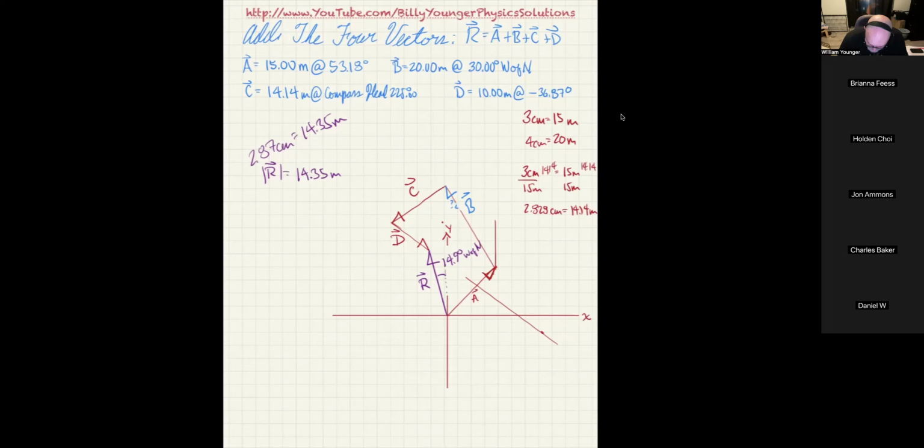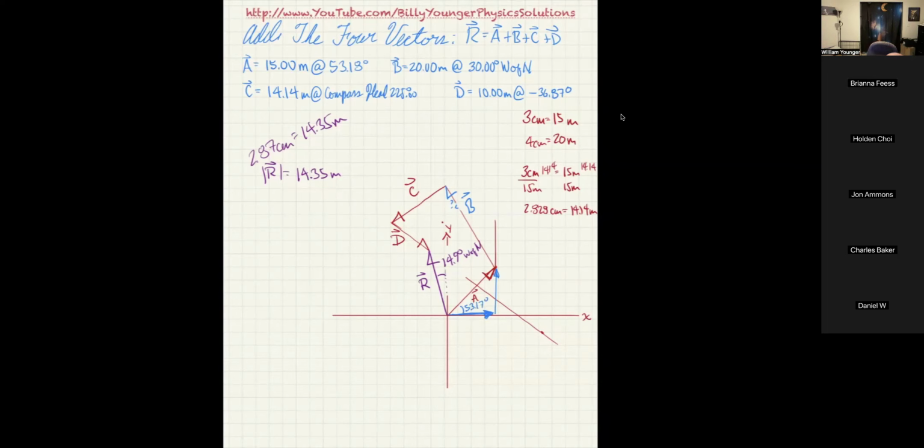Now I got to show you exactly how I compute the actual addition of the vectors mathematically. So I'm going to start off with vector A. Vector A has an x component right here, and it has a y component right here. Now I'm drawing them blue because they're pointing in the positive coordinate directions. So that'll remind me that they should be positive. This angle for A was 53.17.